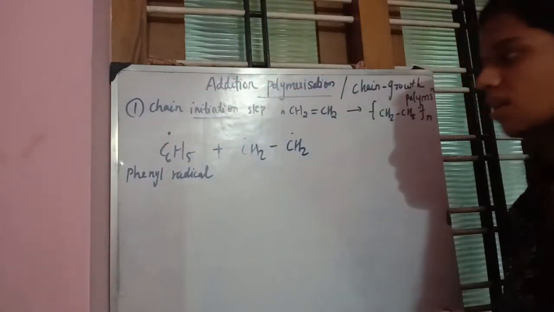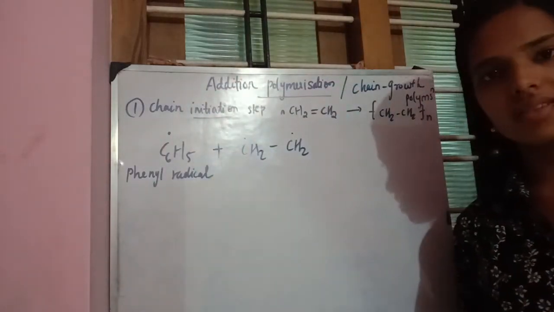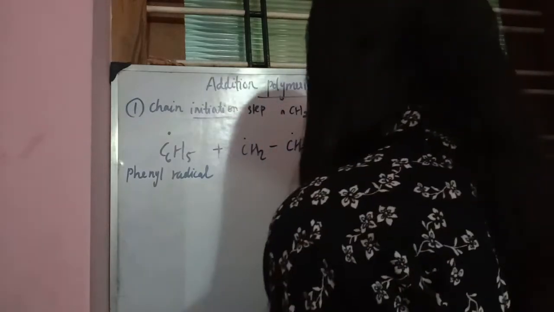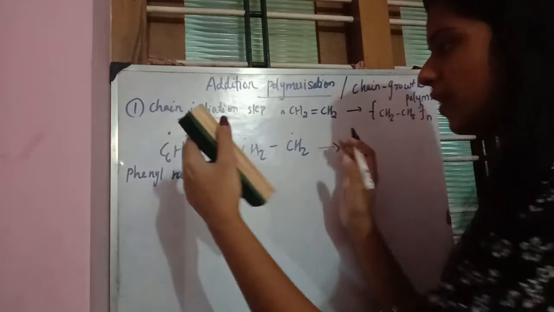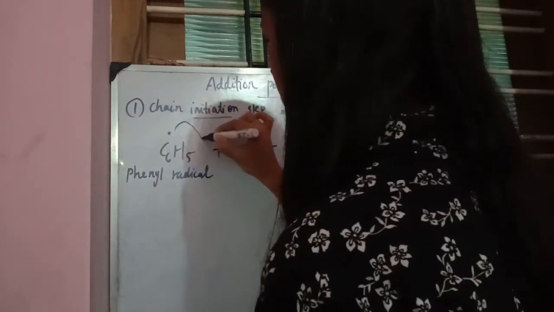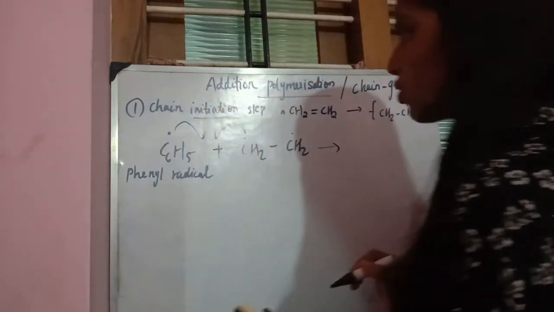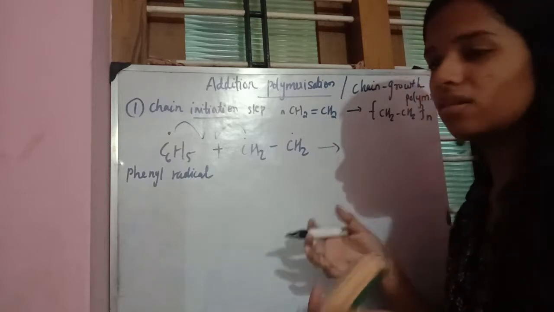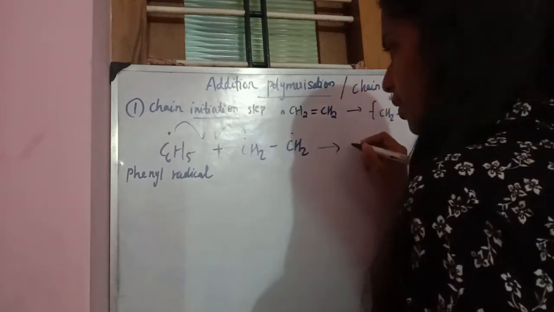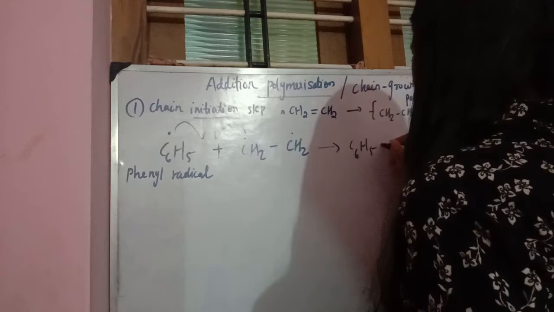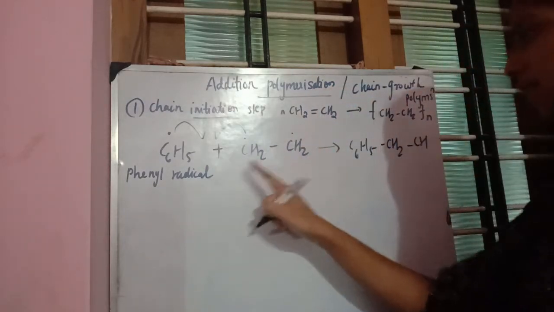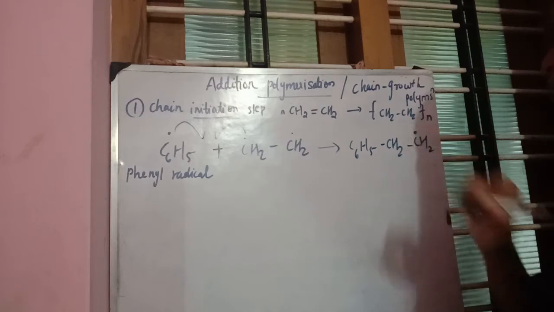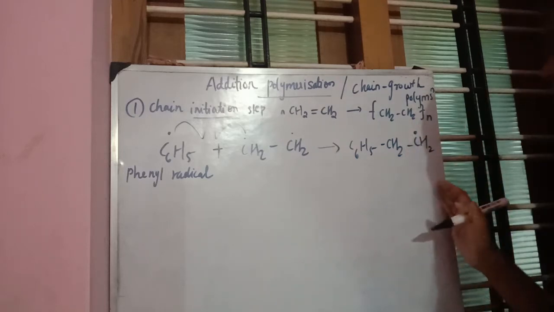Now I can write here like this. The CH2 radical is combining with C6H5. Now these radicals are not stable. When they combine, this electron and this electron join, that is, they together form a covalent bond, right? So C6H5 CH2, just combine them and write the radical. This is again a radical.